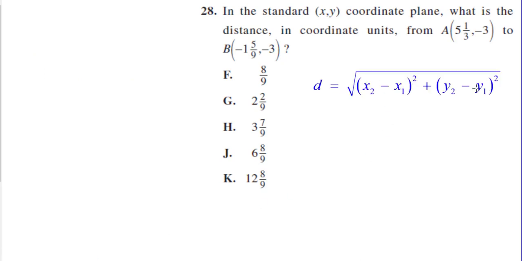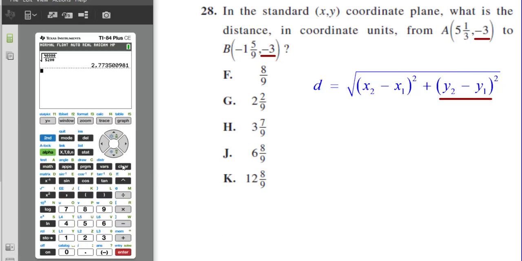So recall the distance formula: subtract the x's and square them, subtract the y's and square them, add them, and then take the square root. But one of the things you'll notice is that the y coordinates are identical. So when I subtract them, I'm going to get 0. So I don't really need to worry about this part right here. That's going to be 0.